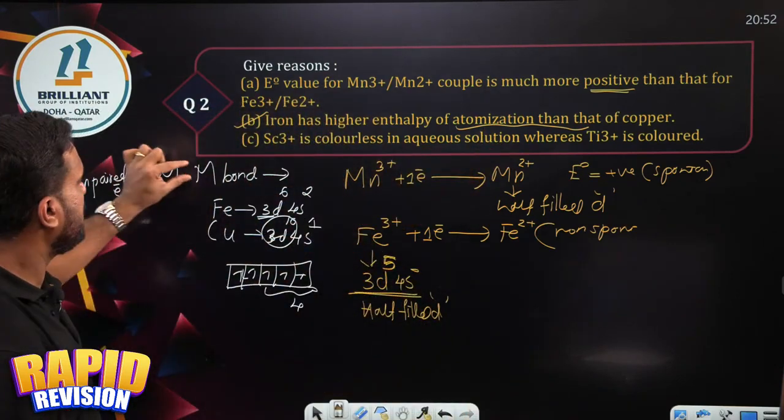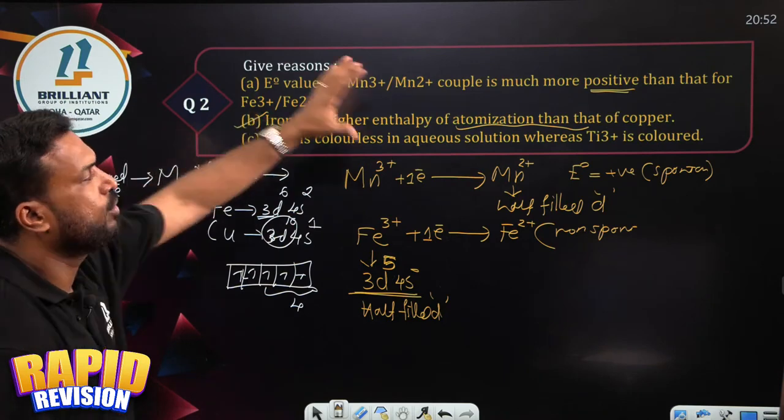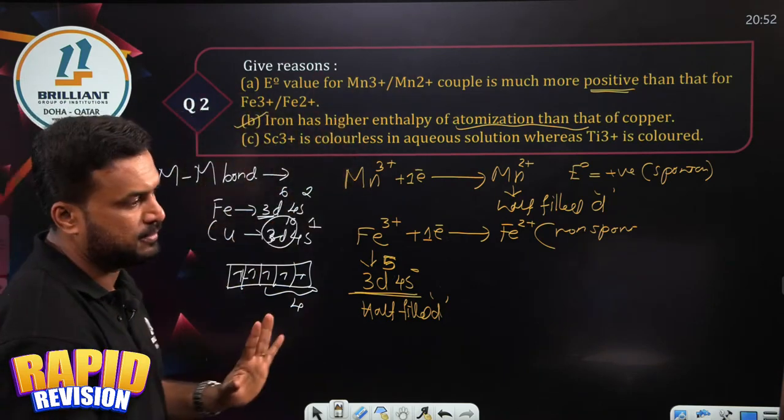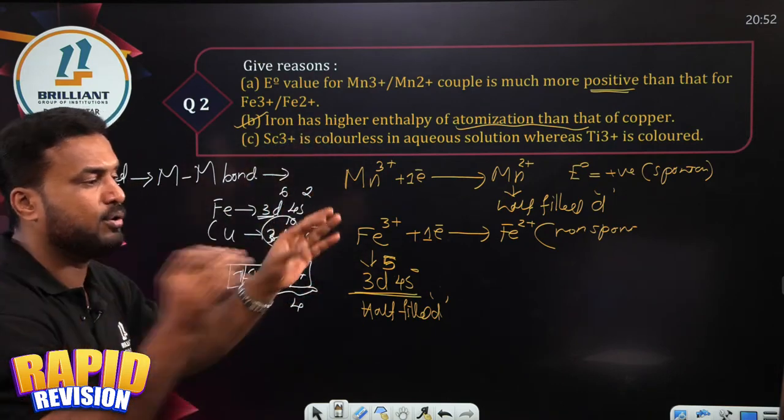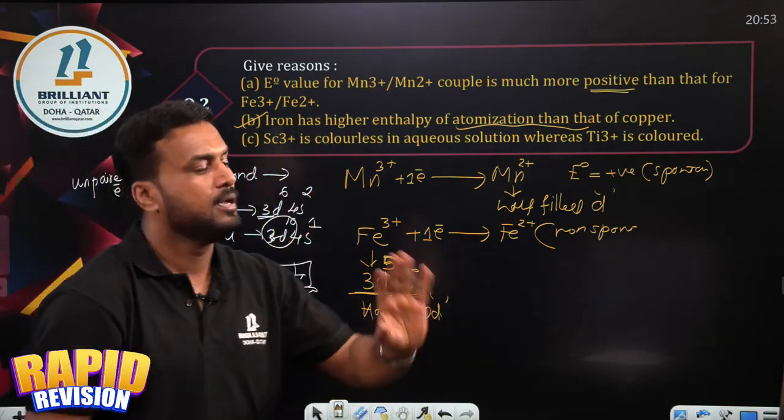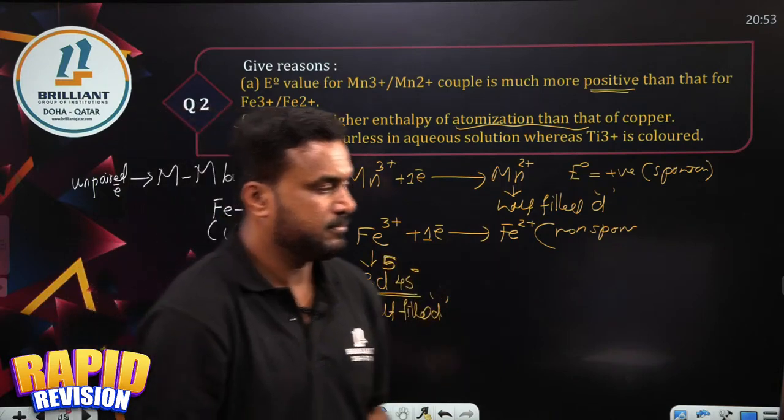The more the number of unpaired electrons, the stronger the metal-metal bond, the more the enthalpy of atomization. Those terms only you need to write. No need to explain in so many words. These points you need to write in chemistry, then you will get the marks.